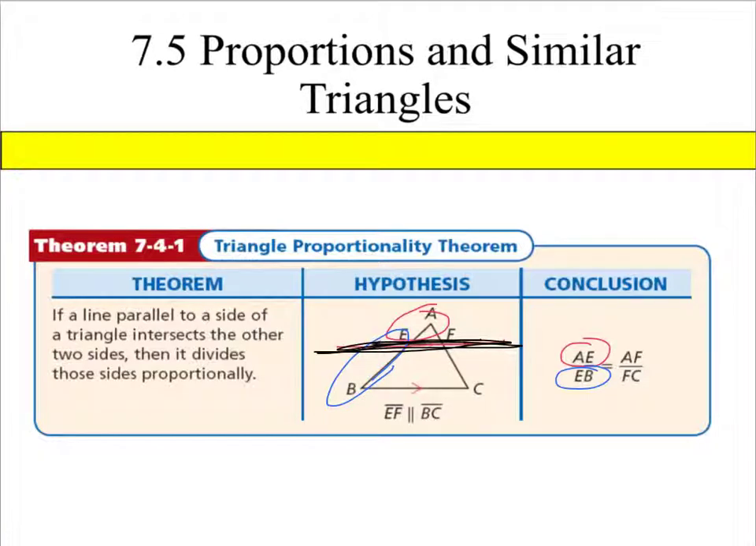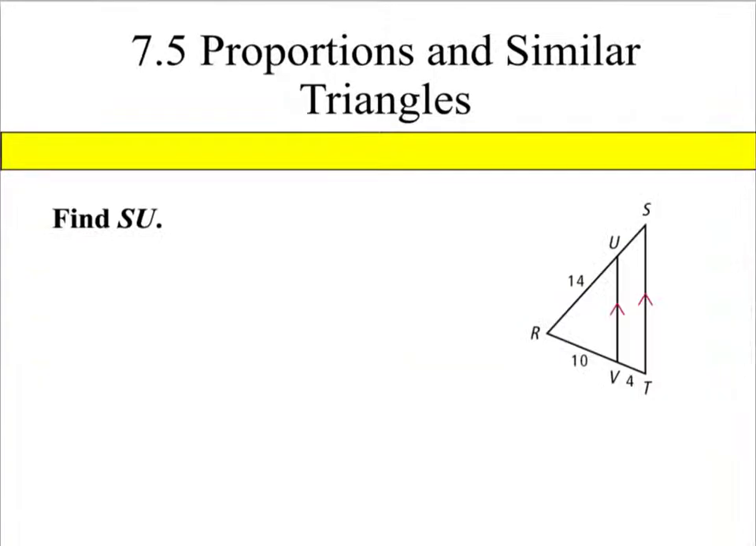Same thing on the other side. You have AF over FC, which is this bottom part here. Notice again that line splits it up and helps make the fraction easier. Okay, let's give the first one a shot.